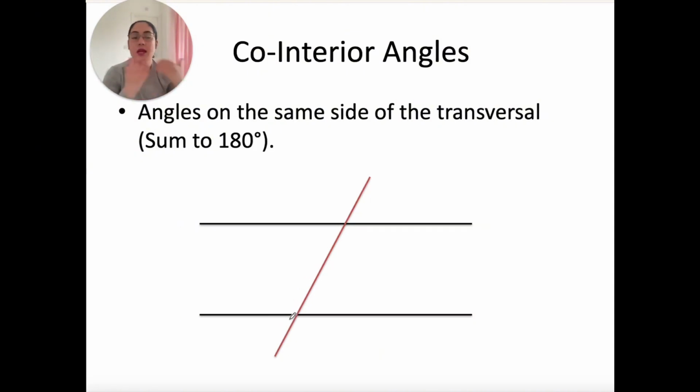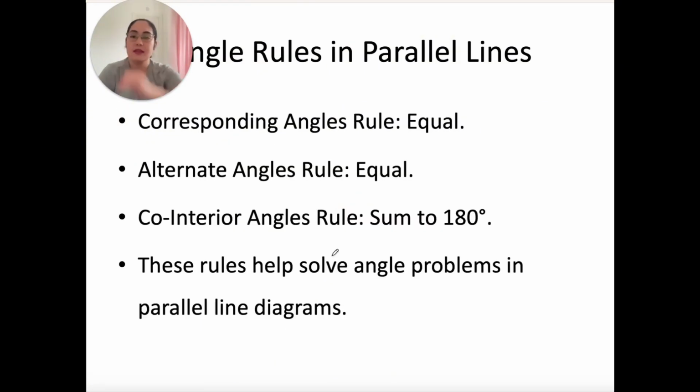And then we have what we call co-interior angles. That's when angles on the same side of the transversal add up to 180. So similar to what we looked at before, angles on a straight line will add up to 180. So these angles will add up to 180.